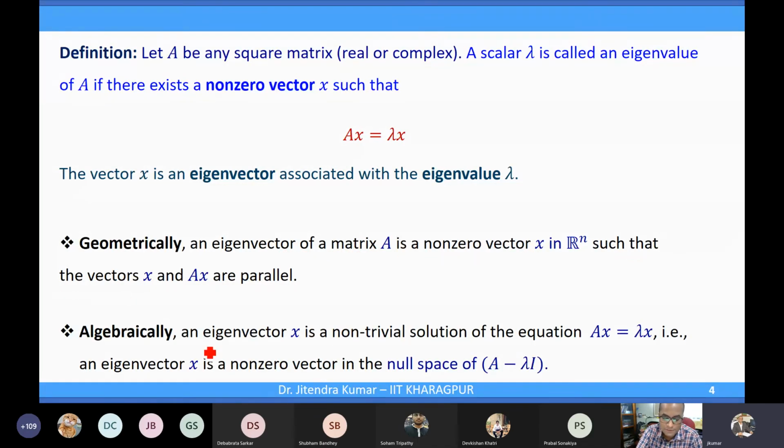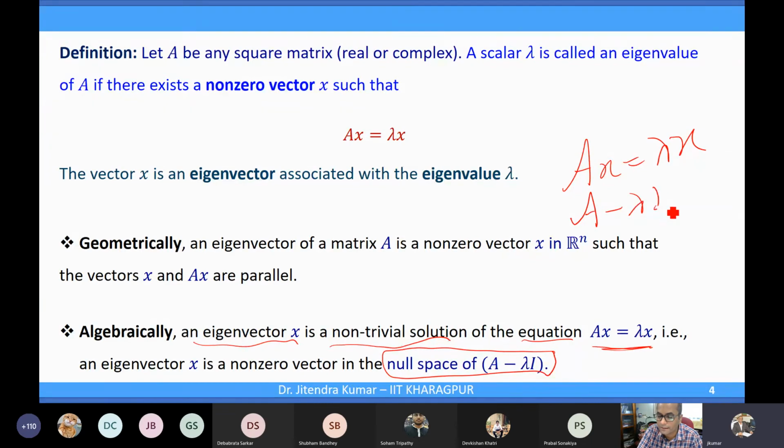The second interpretation: an eigenvector x is a non-trivial solution of the equation Ax = lambda x. That is, an eigenvector x is a non-zero vector in the null space of A minus lambda I. So we are talking about this equation Ax = lambda x, which is nothing but (A minus lambda I)x equal to 0. We are looking for these non-trivial x. There will always be a trivial solution, x = 0, that will satisfy this equation, but we are looking for a non-zero vector x.